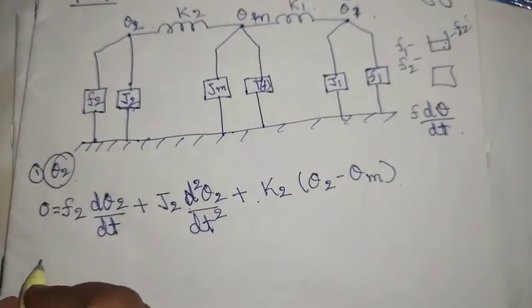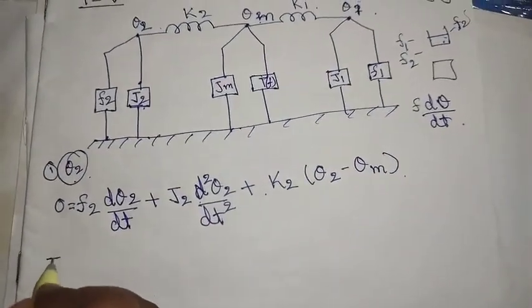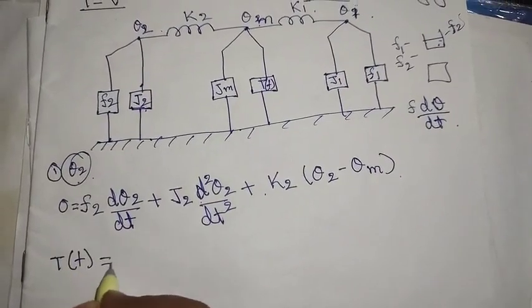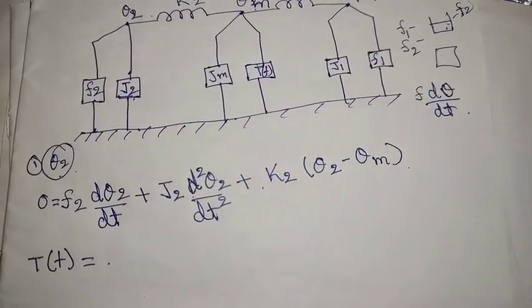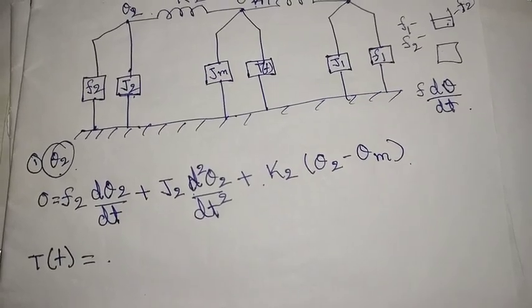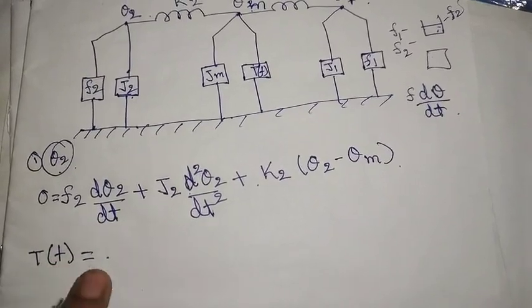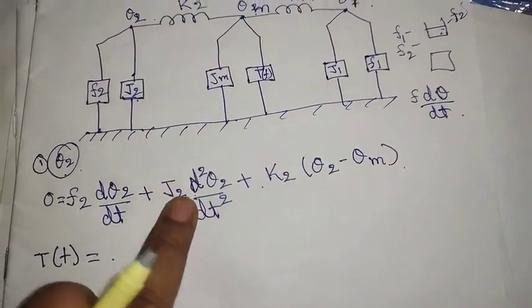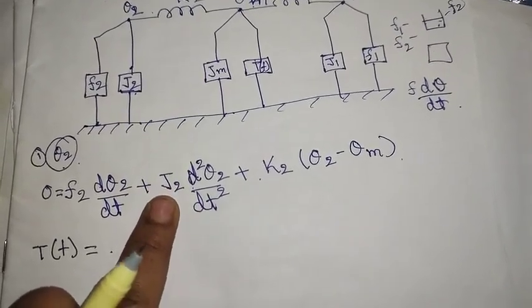The second equation we shall write with respect to theta m. That is T of t, we start with the torque. In the translational mechanical system, we start with force is equal to, like that. But in the rotational system, we start with torque is equal to, and instead of mass it is replaced with J, that is inertia.